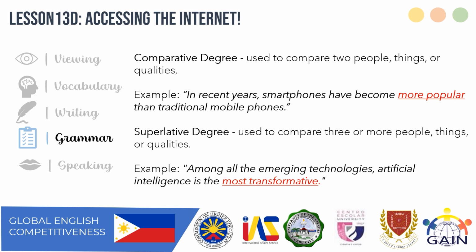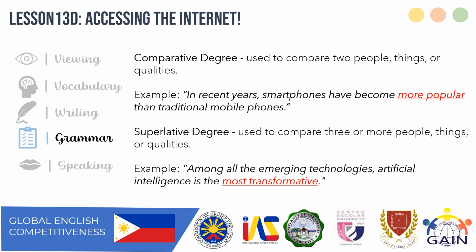Moving on to our grammar focus, let's talk about comparative degree and superlative degree. Comparative degree is used to compare two people, things, or qualities. For example, in recent years, smartphones have become more popular than traditional mobile phones. Here, we're comparing smartphones and traditional mobile phones. Thus, we use more popular. In order to form comparatives, we add ER to short adjectives or use the word more before long adjectives.